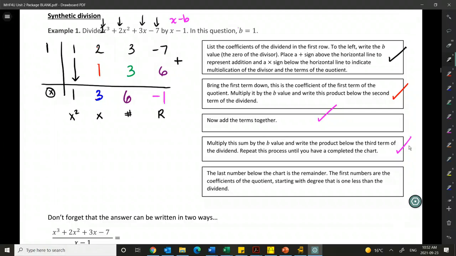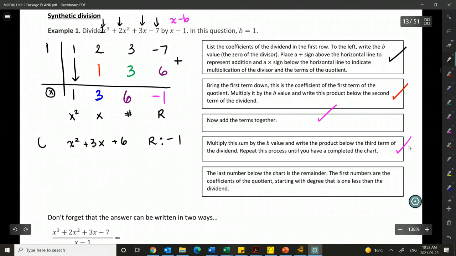Okay, so what did I just find? Well, I figured out that my quotient is 1x squared plus 3x plus 6, and that the remainder is negative 1. So this is the quotient. Once you get the hang of this, it's much quicker than long division.